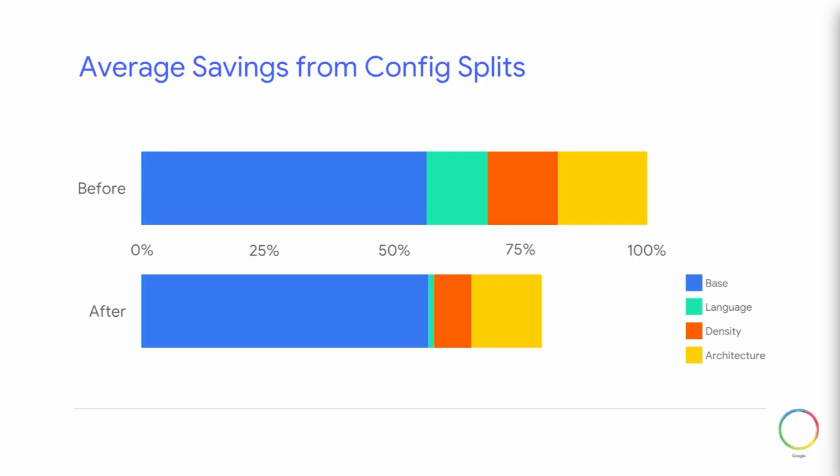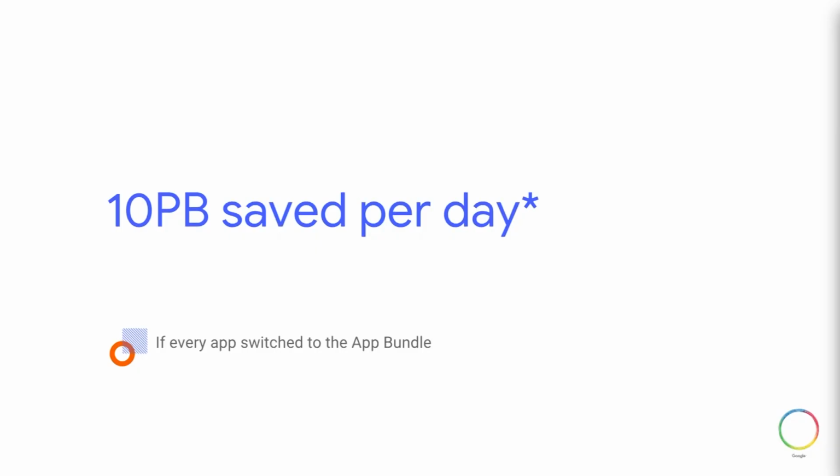We analyzed all the apps in the Play Store with more than 1 million downloads. We found that, for strings, we can save over 95% of their size with language splits. For images, 45%. And for native libraries, 25%. This means if every app were to move to the app bundle, we could save approximately 10 petabytes of data per day from app downloads and updates.